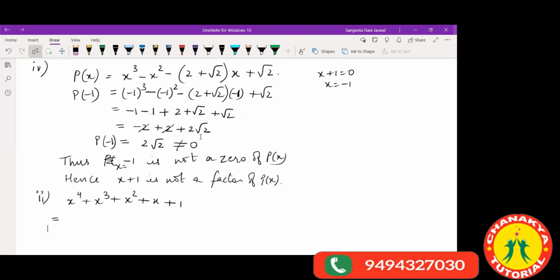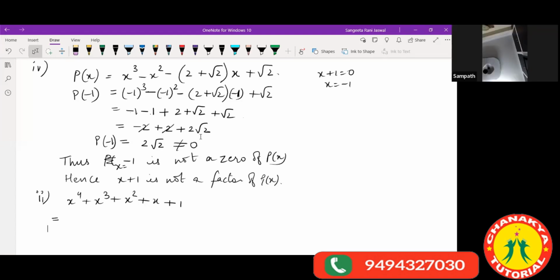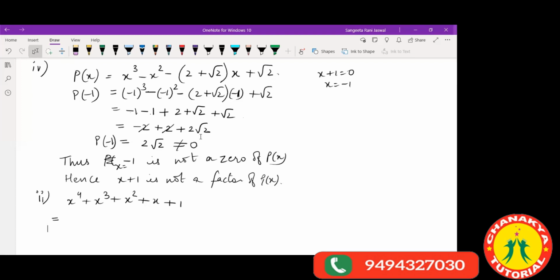Now see here, without actually dividing, we have found the factors. We have found that x plus 1 is a factor or x plus 1 is not a factor. Isn't that how it is applied in the question? Yes, ma'am. Otherwise, how would we do the division of polynomials? How do you divide the polynomials? Okay, we'll do that also.